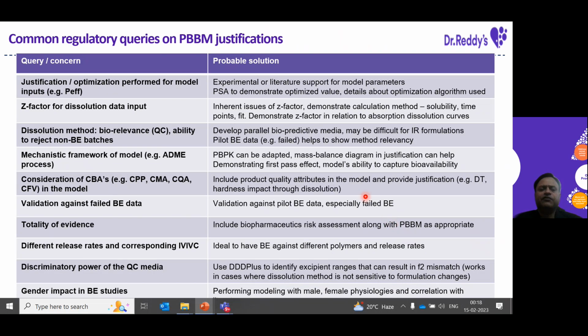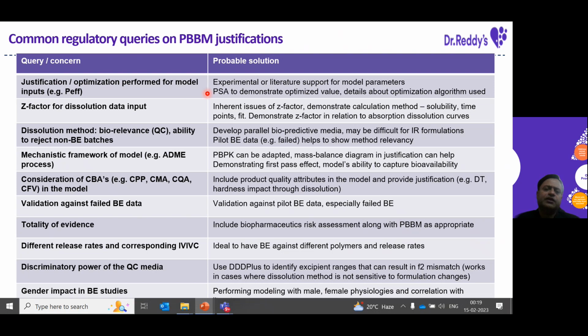So with all this, we have given a glimpse of how PBBM can be used for different applications. And in these cases, we had used extensively GastroPlus, DDDPlus, and other tools to arrive at these justifications. Now, moving on to the next slide, to give you a glimpse of some of the recent queries which we have been getting from the regulatory agencies in terms of the PBBM justifications.